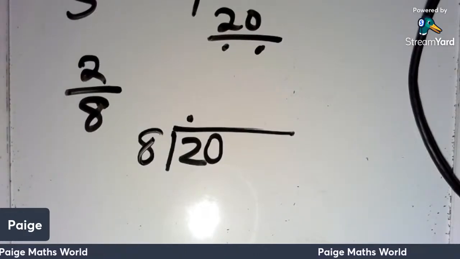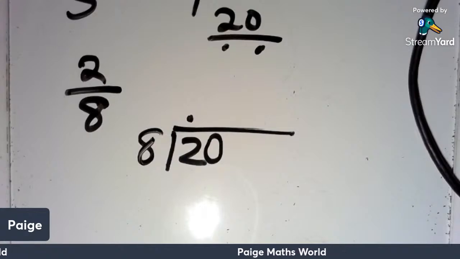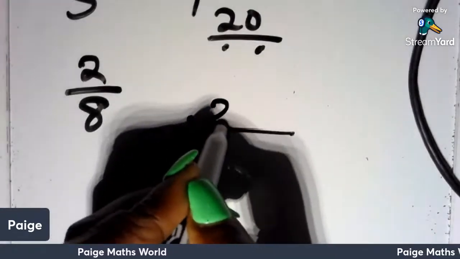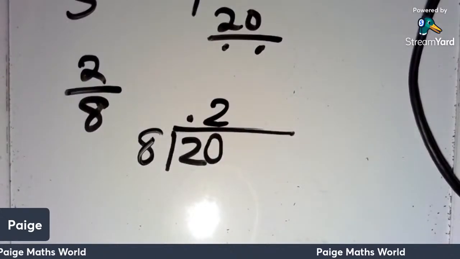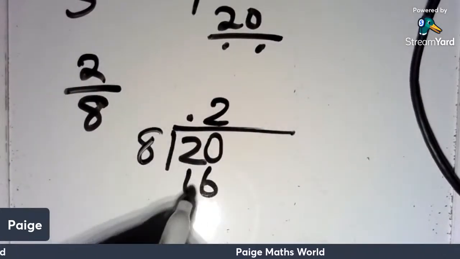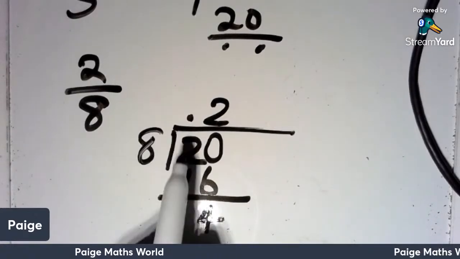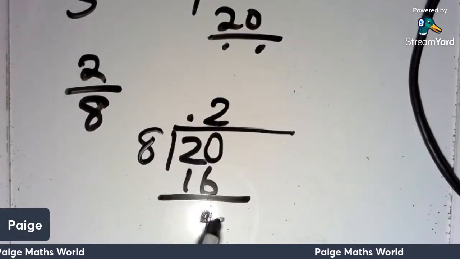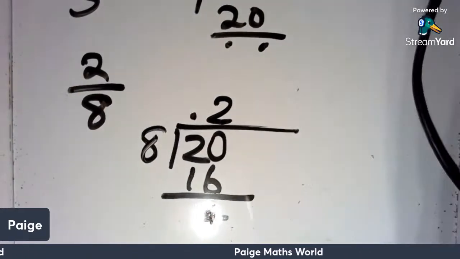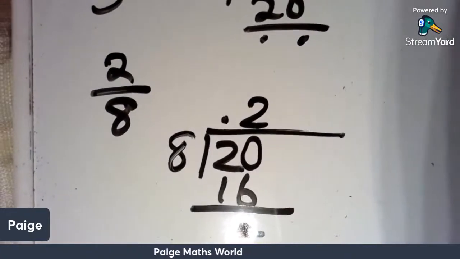I'm really sorry about that. 2 times, right? 2 eights is 16. And so we have 16. 16 from 20 leaves 4. My projector, I'm scared to touch this thing.